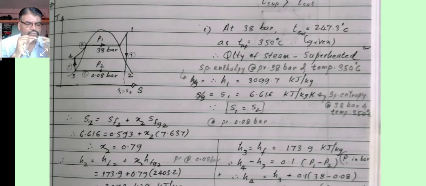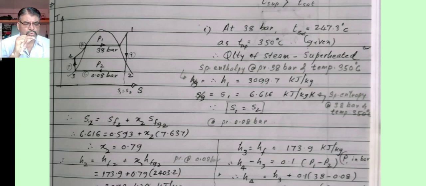Now at condition 1, we have to find the values of H1, S1, and so on. At condition 1, the pressure is 38 bar and the temperature is 350 degrees Celsius. From that we have to find the value of H1 and S1, where S1 is the specific entropy and H1 is the specific enthalpy. The process 1 to 2 is isentropic, meaning entropy remains constant. Therefore we write S1 is equal to S2.